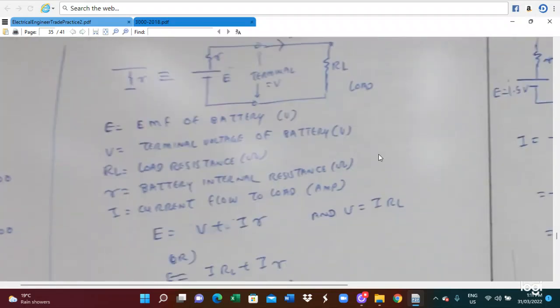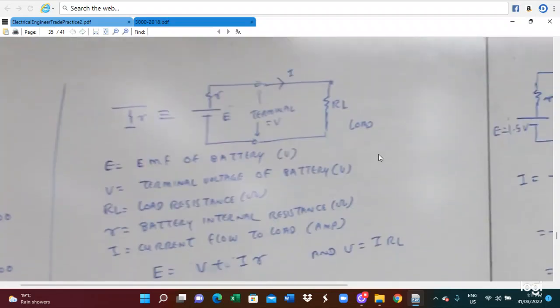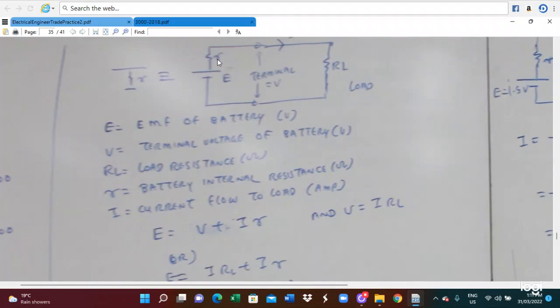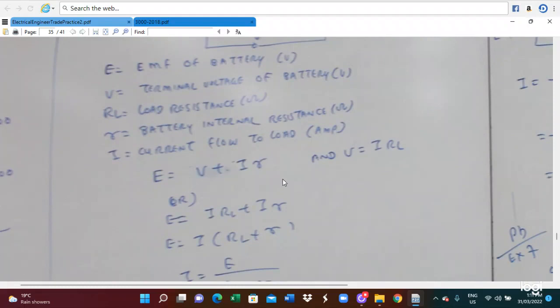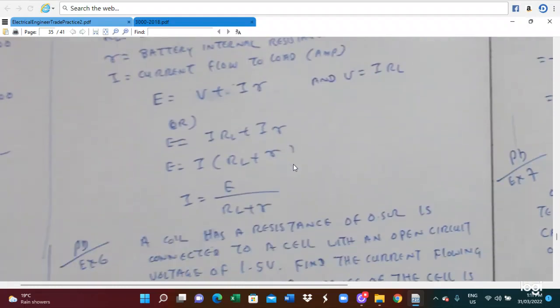So this will be the connection of battery. E is the battery EMF, V is the terminal voltage, and R is the load resistance. Small r is the battery's internal resistance. So the current flows through the load, so E is V plus Ir. This is the way we calculate it. So I equals E divided by R plus r.